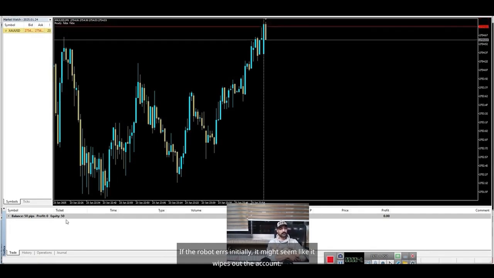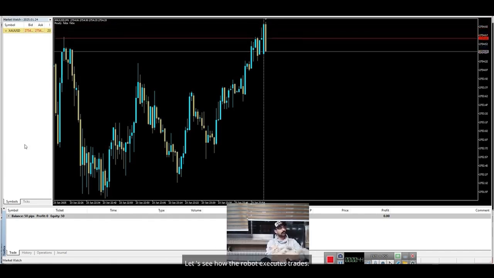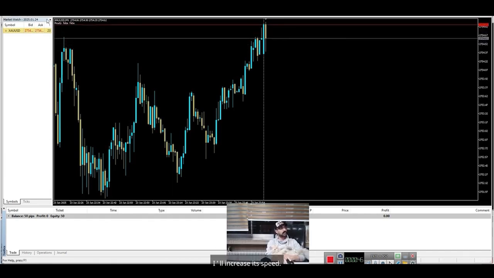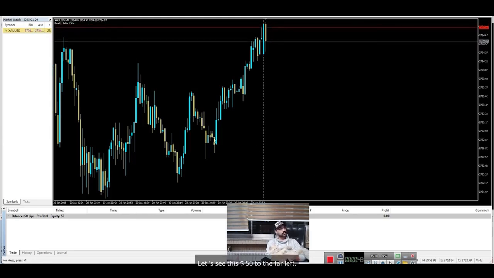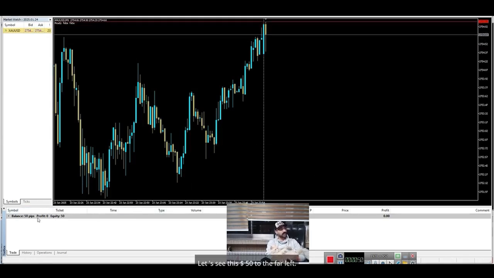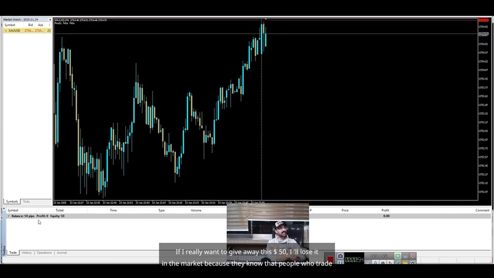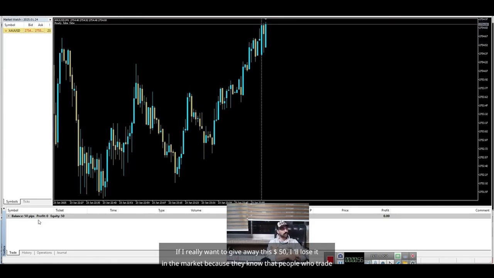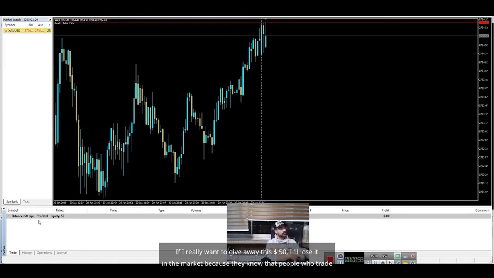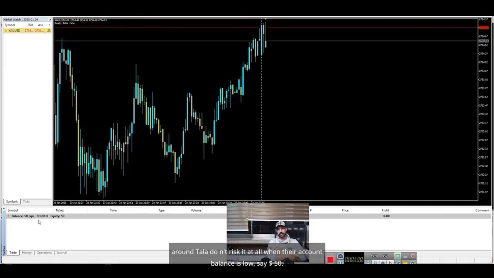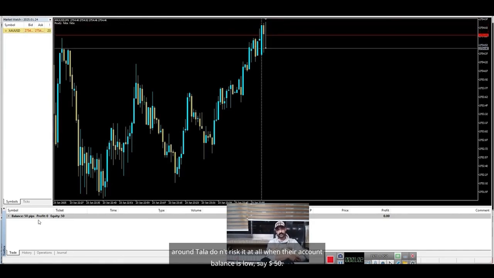If the robot errors initially, it might seem like it wipes out the account. Let's see how the robot executes trades. I'll increase its speed. Let's see this $50 to the far left. If I really want to give away this $50, I'll lose it in the market, because they know that people who trade around here don't risk it at all when their account balance is low.